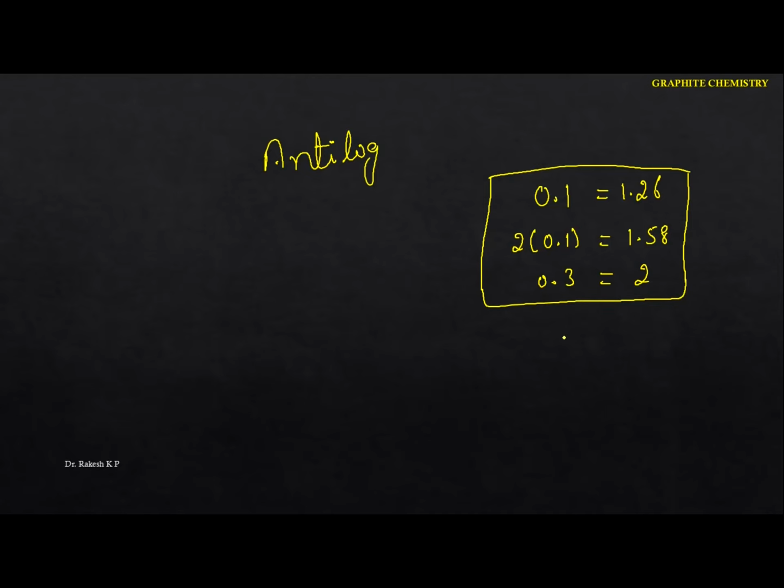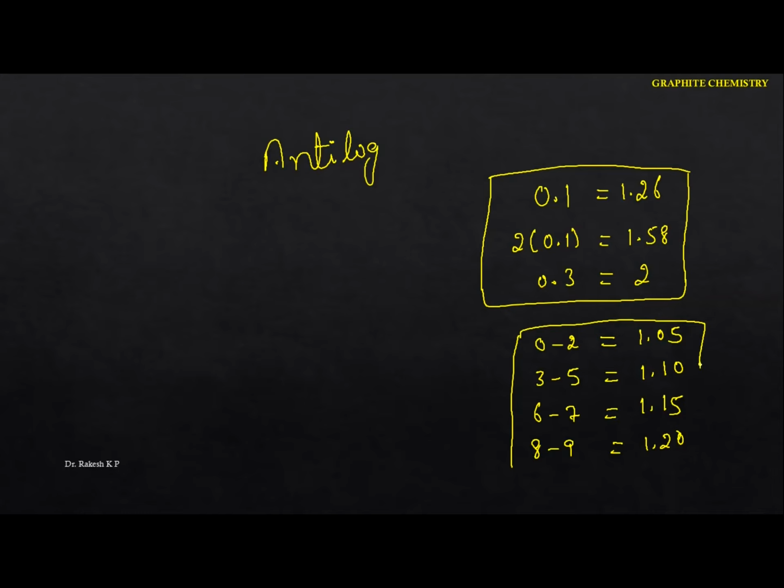If it is for the second decimal, if the value lies between 0 to 2, we have to remember this value, 1.05. For the second decimal, if the value lies between 3 to 5, you have to remember 1.10. If it is 6 to 7, the value is 1.15. If it is 8 to 9, you have to remember 1.20. So this table we have to remember. No need of remembering the entire table, only these few values.